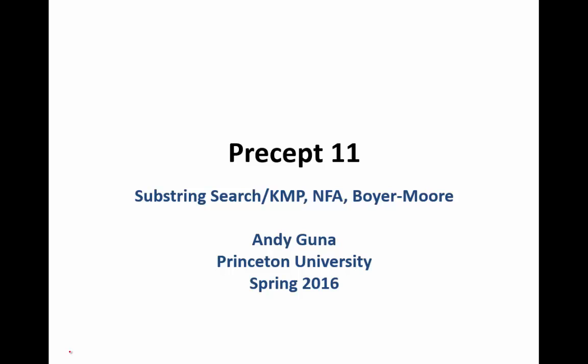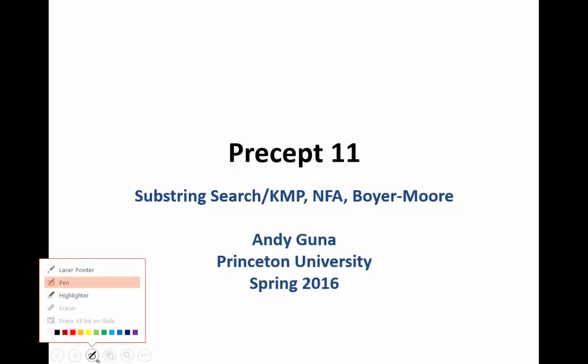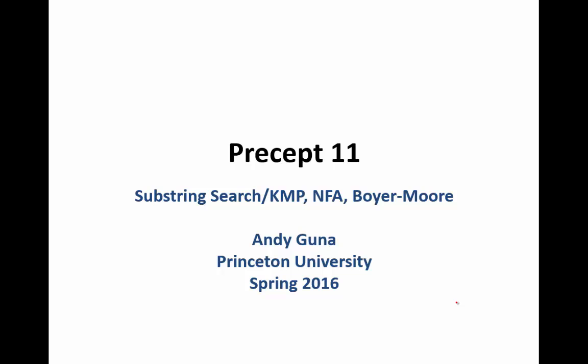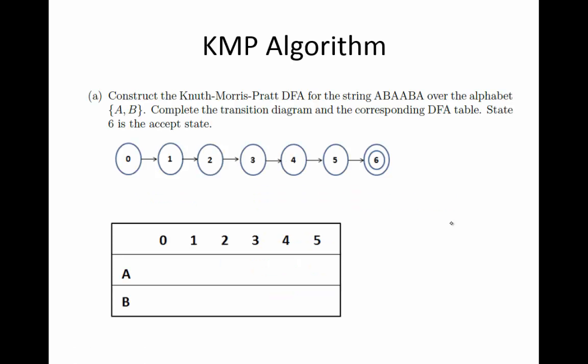Well, this would be our final precept, precept 11. We're going to talk about the substring search, and KMP, we'll think about the non-deterministic finite automata and the Boyer-Moore algorithm for string comparison.